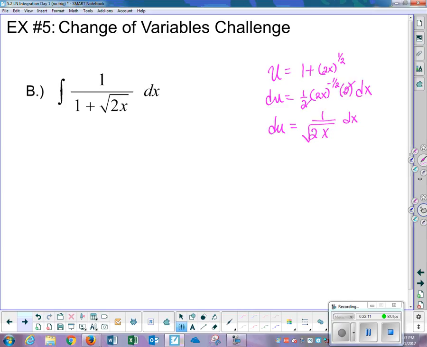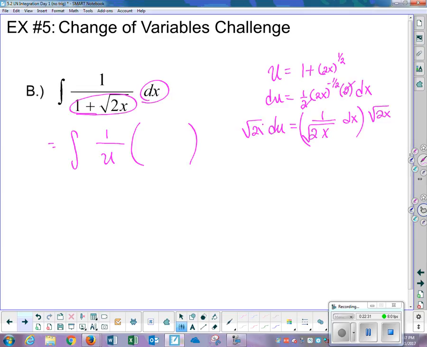Okay, wow. This doesn't look real clean, does it? But let's hold out a little hope. 1 over u, this is my u, so that can be replaced. Dx gets replaced with a mess. Let's see, we've got to get dx by itself. Let's multiply both sides by square root 2x. Now we're talking, dx is equivalent to the square root of 2x du. That's not good, is it? We've got the square root of 2x over u du. Can I integrate? No, because of the x and the u intermixing.